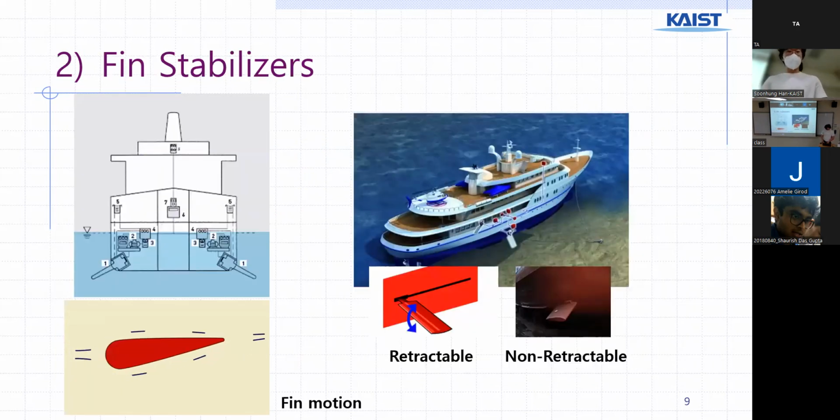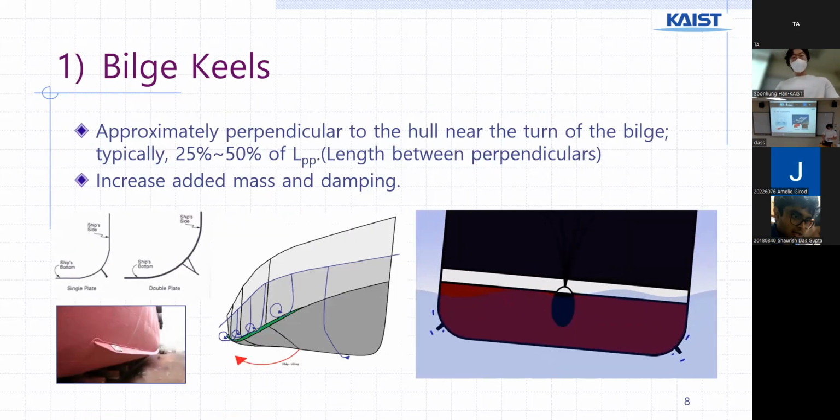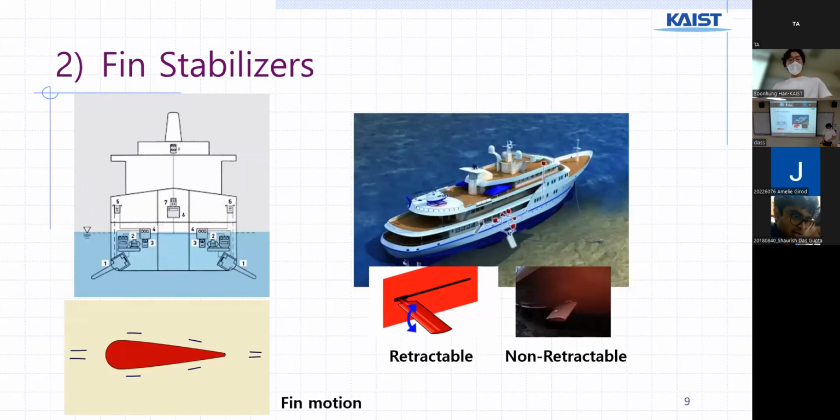Next, there is a fin stabilizer. It is similar to the bilge keel, but instead of being fixed on the hull, it moves. It can be controlled automatically. So if there is a greater force, by moving the fin, it can create an opposing force.